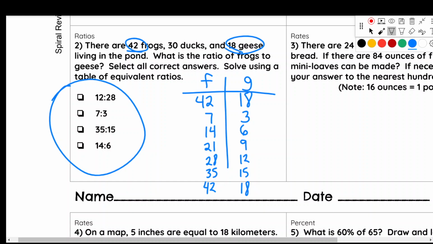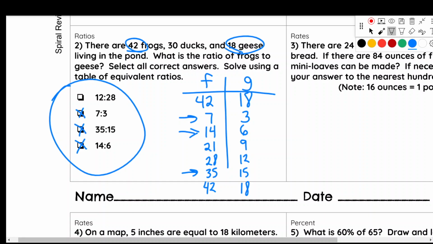And of course each pair creates a ratio: the ratio of 7 to 3, 14 to 6, 21 to 9, 28 to 12, 35 to 15, 42 to 18. So looking at my answer choices here, the first thing I notice is that 7 to 3 is right here, so that will be a correct answer choice. I see 35 to 15, so that will be a correct answer choice. I see 14 to 6, that will be a correct answer choice.